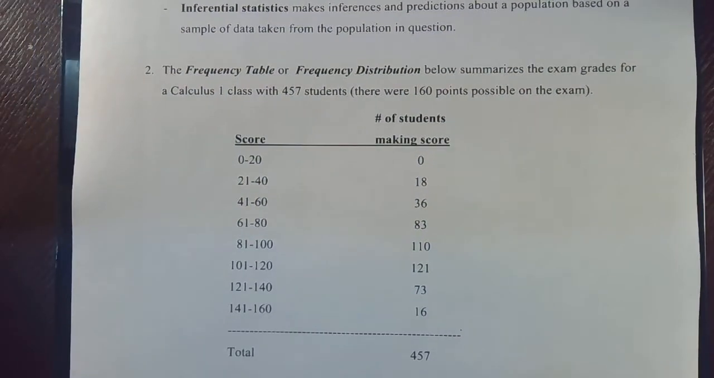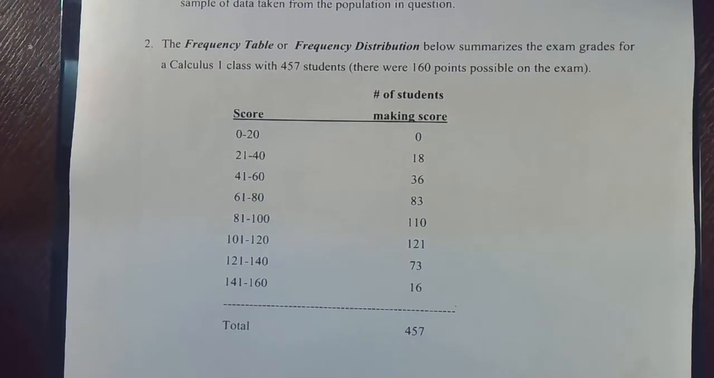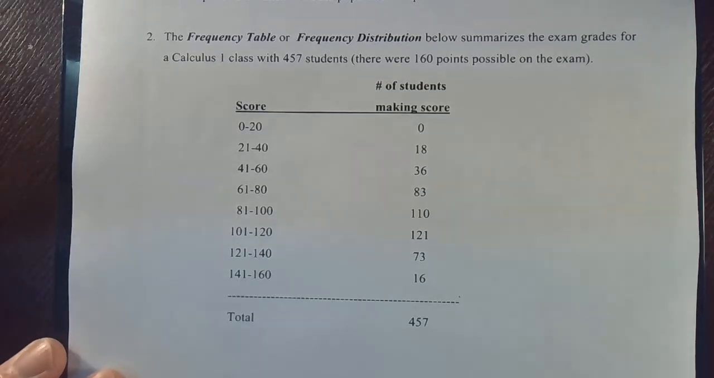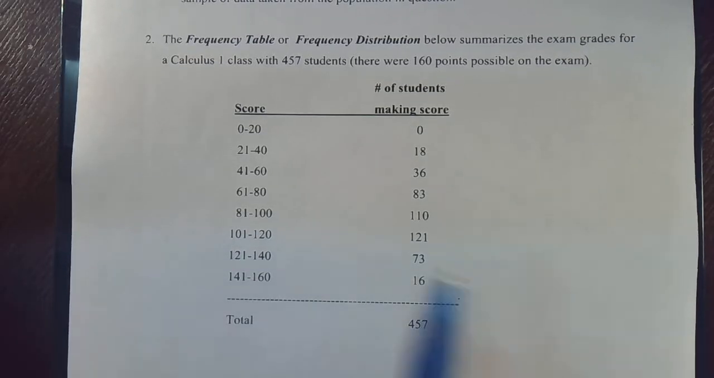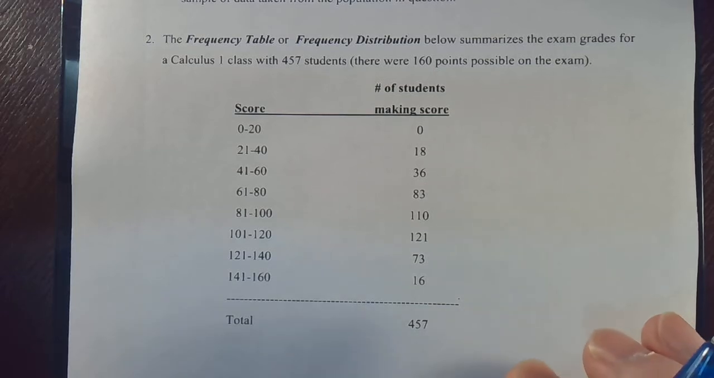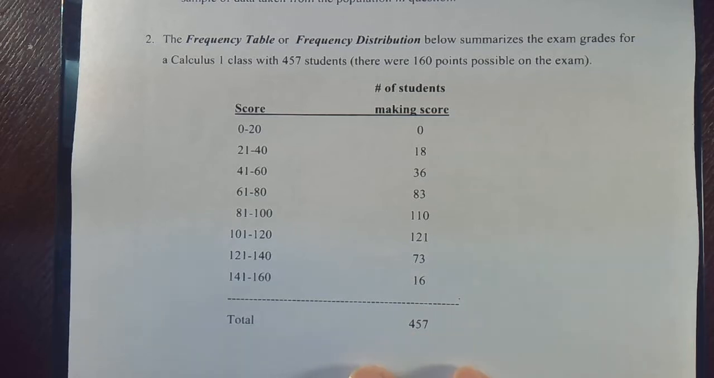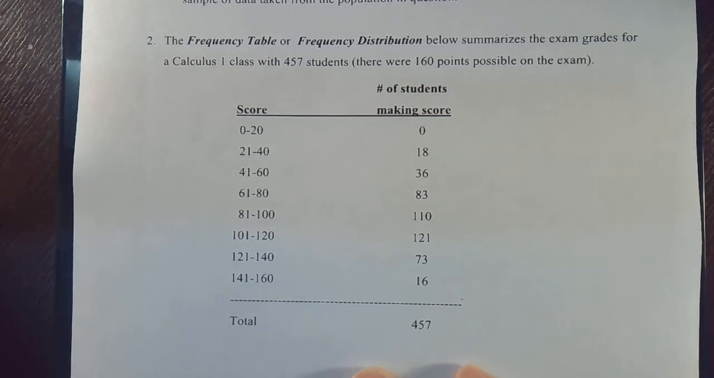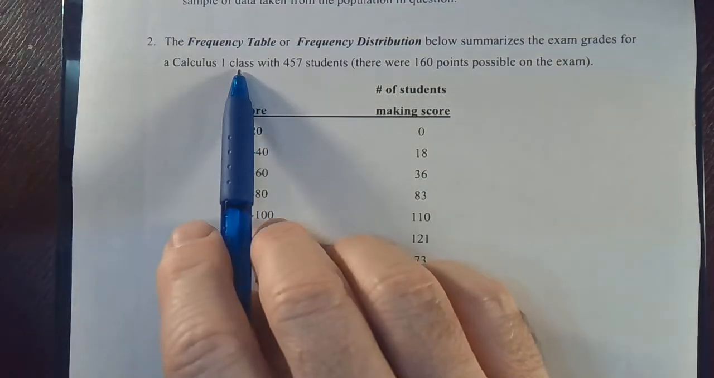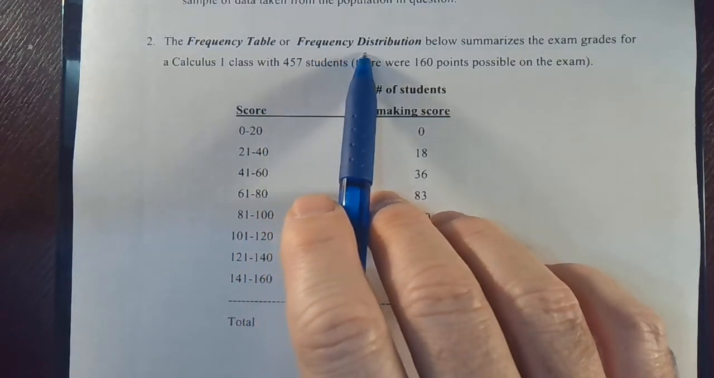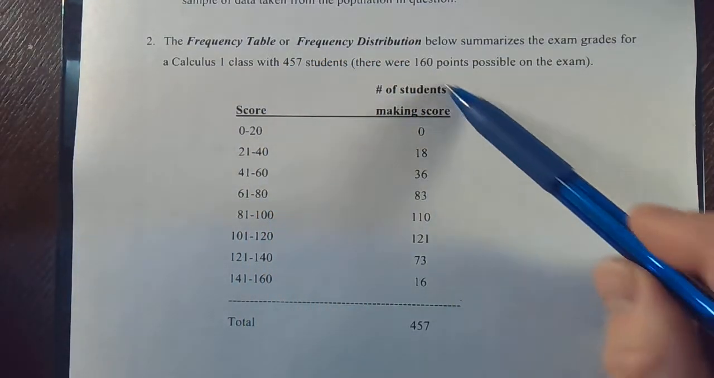Well, the second part here, let's look at a frequency table or a frequency distribution. This is something that might help us take a whole bunch of data and produce a nice simple chart that's a pretty good representation of that data. Well, the frequency table or frequency distribution, this is the table.